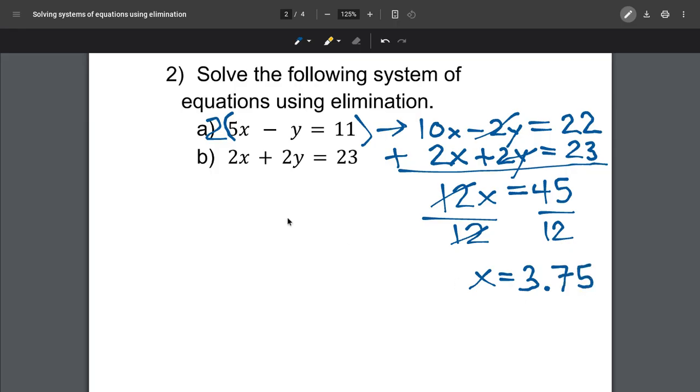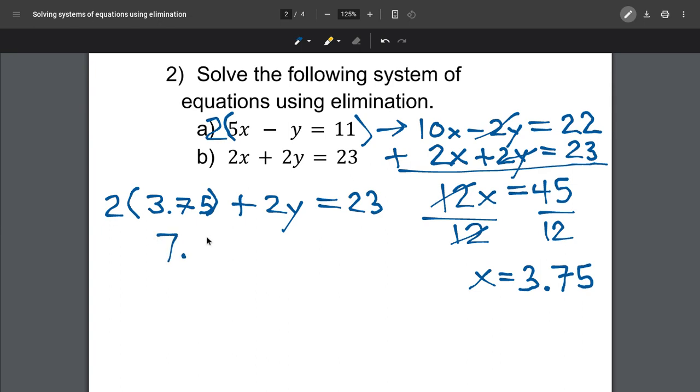We're going to take that x value and plug it back into one of these equations. So let's use the bottom one. Let's do 2 times 3.75 plus 2 times y, and set that equal to 23. 2 times 3.75 is going to be 7.5 plus 2y equals 23.